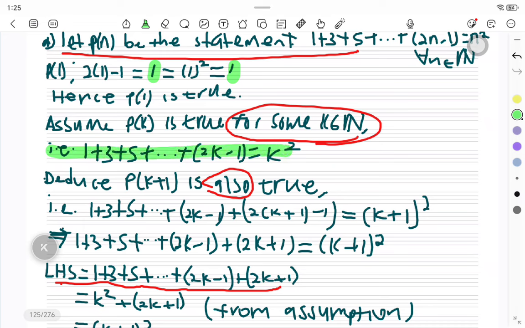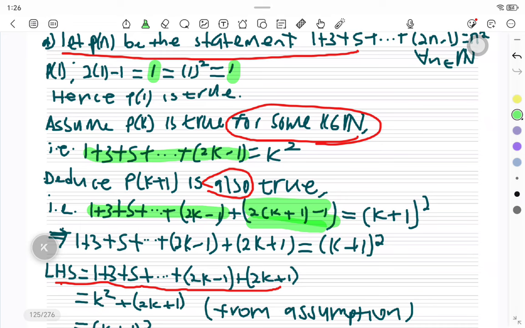After replacing n by k, we're going to deduce that P of k plus 1 is also true. This statement is very important, and you can see I've circled it. Then we copy the entire assumption, the left hand side of the assumption, and paste it there. Then we come and copy this last term, and replace k by k plus 1. This is how the deducing part will always be.